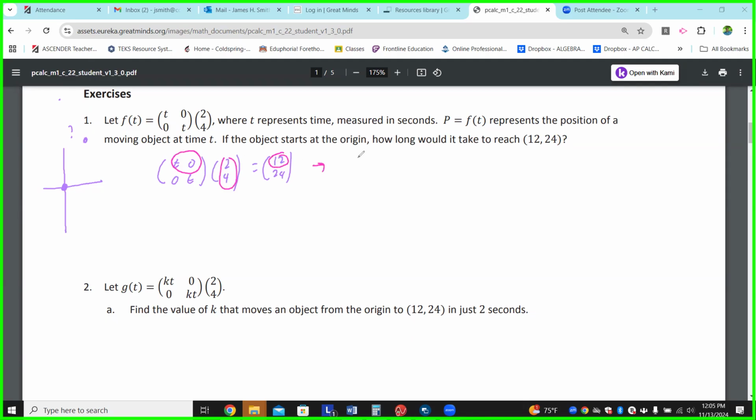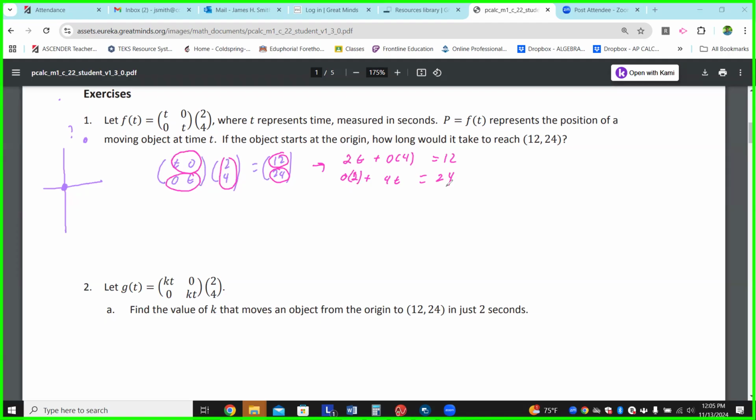So in short, this would be 2 times t plus 0 times 4 equals 12. And then we do the same thing here: 0 times 2, and then 4t, which has to equal this 24. So now we've established two equations. What's really cool about this is that they'll both give you the same answer, or they should if you wrote it correctly.